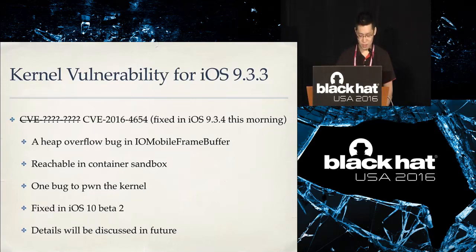Actually, the reason we released the jailbreak for iOS 9.3.3 is mostly because this bug was fixed in iOS 10 beta 2. That's interesting. That means Apple's internal security team already knew about the bug and fixed it in iOS 10, but they didn't fix this very serious bug in 9.3.3. I don't know why, but I think we pushed them to do that, and that makes the devices more safe. Also, because of the time of this talk, we will not go into the details and exploitation of this bug. We will leave this for a future conference.